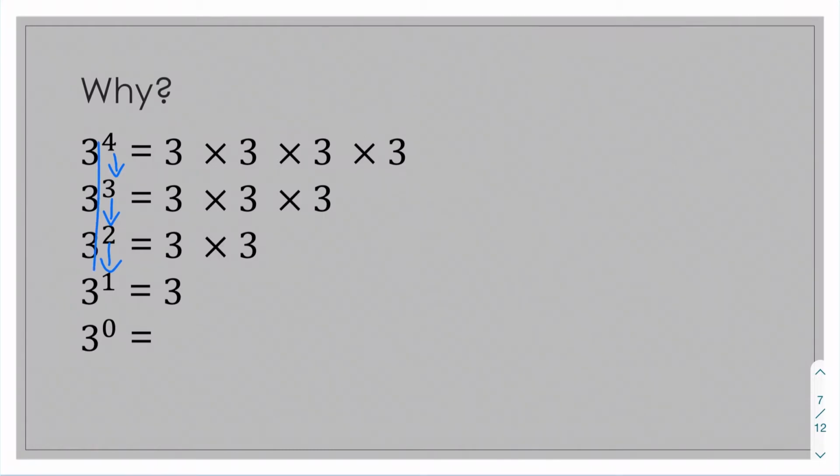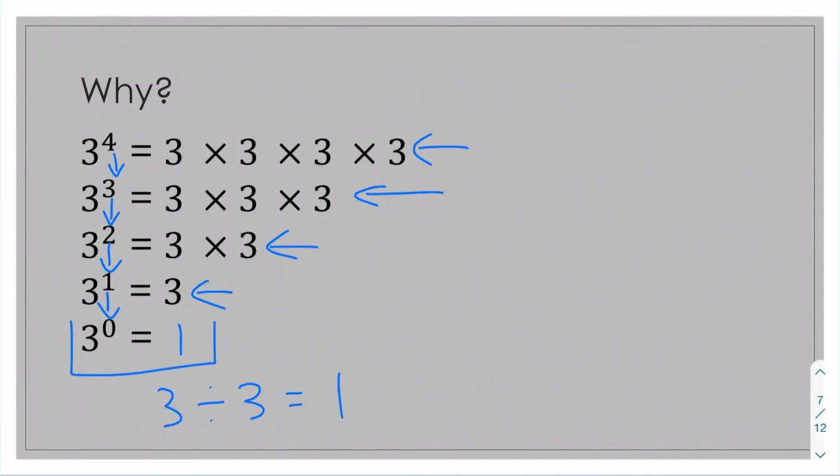So each time the exponent is decreasing by 1, like when 4 goes to 3, it loses a factor of 3. So that means that this answer is actually going to be 3 times less than this answer. So essentially, we're just dividing by 3 every time the exponent decreases by 1. So this one divided by 3 is this one. Divided by 3 again is this one. And divided by 3 one more time is this. So when 1 goes to 0, 3 divided by 3 is just 1. And that's why 3 to the 0th power is equal to 1.